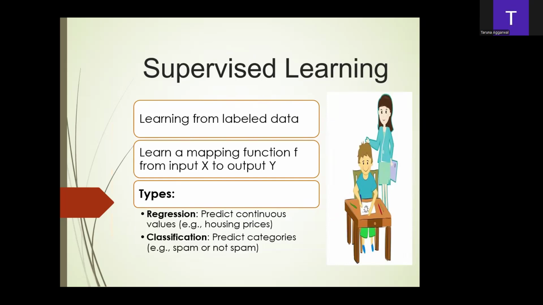And what are the different types? There are basically two types of supervised learning. One is regression, another is classification. Regression is when you are predicting continuous values, for example, housing prices. Classification is when you are predicting categories like spam or not spam, fraud or no fraud, or some kind of medical disease, benign or malignant. All these are under the classification category.